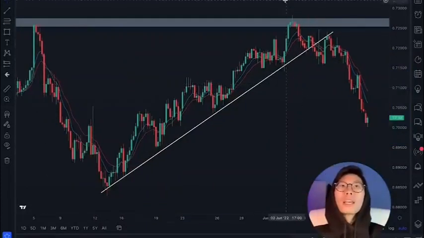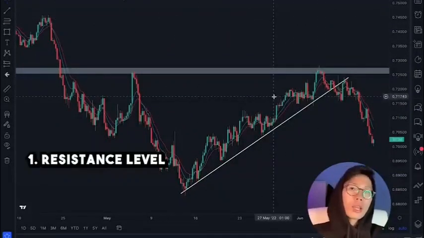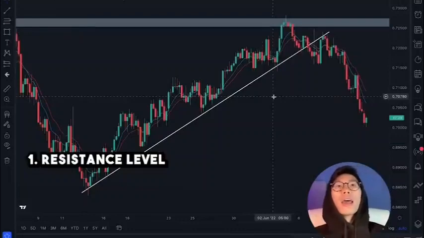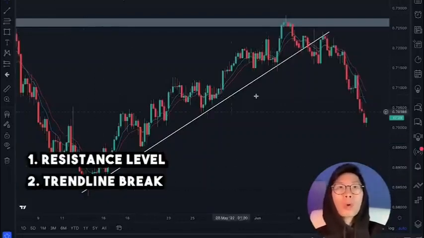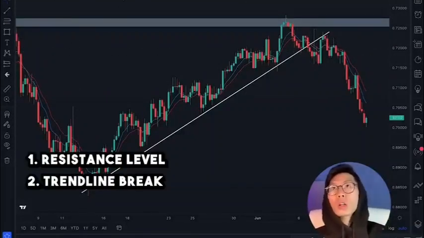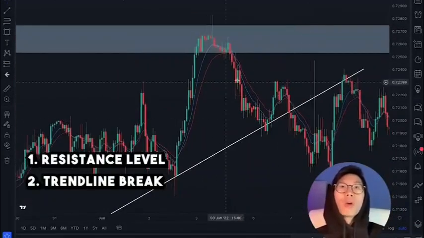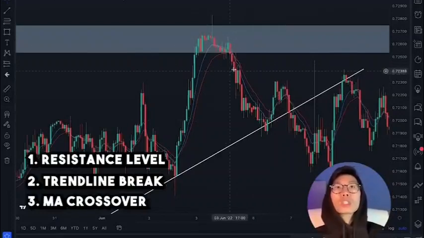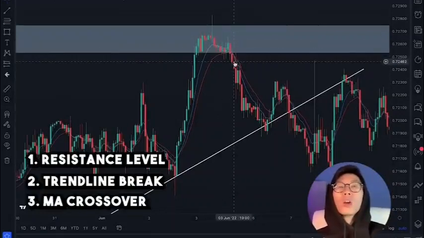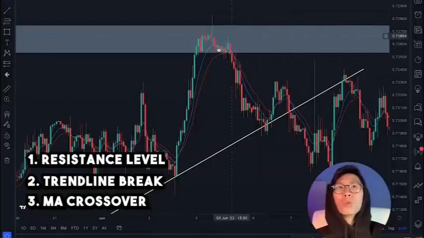For example, in this case, price is at a resistance level, so we should be looking to sell, right? So that is the first confluence. And then the second confluence could be price broke out of this trend line right here. This is when price broke out of this trend line. The third confluence could be some sort of moving average crossover, which we are going to go down to the smaller time frame like the 1 hour and see. You can see right here, this is when the red line has crossed over the blue line, right? You can see the red line is above the blue line now. So these are your 3 confluences.